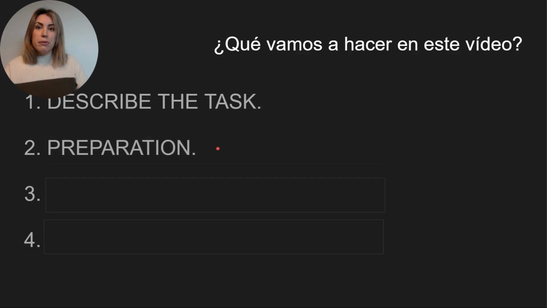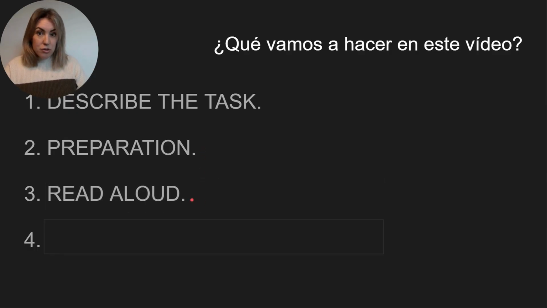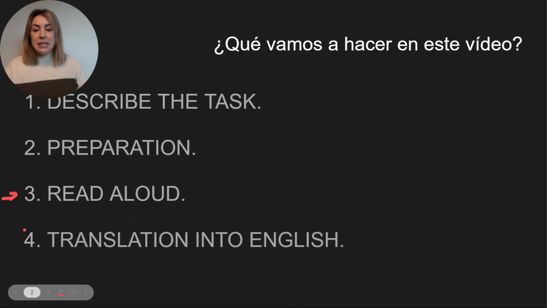I'll go through the preparation process in your head when you're doing the preparation in the preparation room. And then I'll proceed to read aloud the text that I have here for you today. If you want to skip to this step, please do so, if you know how all of this works. And then finally, there'll be a translation into English, which is not part of this task, but is good for the translation in the reading paper.